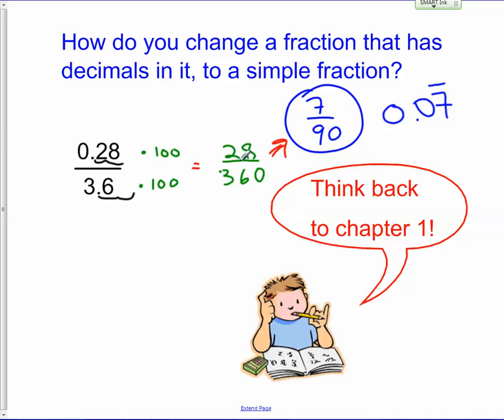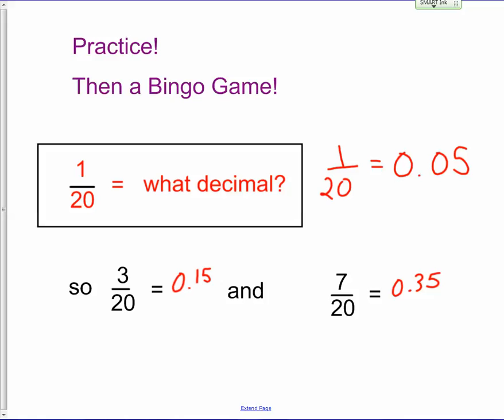28 and 360 are both divisible by 4. So in lowest terms, I get 7/90ths. And then I had you check that by doing 7 divided by 90, and all of you got 0.07 repeating. And then I had you divide 0.28 by 3.6, and you got the same decimal. So you know that it's right when you do that check. All right, and then we did a little bit of practice, and then we played bingo.